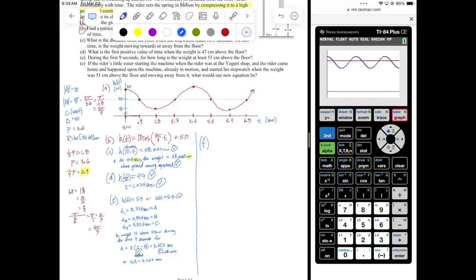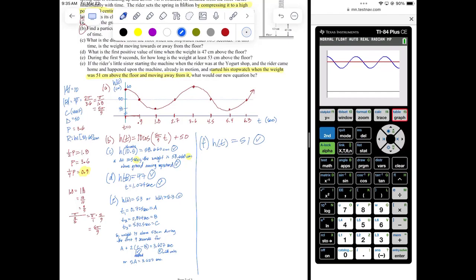Okay, and this example says, what now if he started his stopwatch when the weight was 51 centimeters above the floor, moving away from it? What would the new equation be? Well, it's kind of what we did on the previous problem. We're going to have to say h of t equals 51. Okay, that communicates to me what you're doing. And now we come in here, and instead of 53, we put 51.